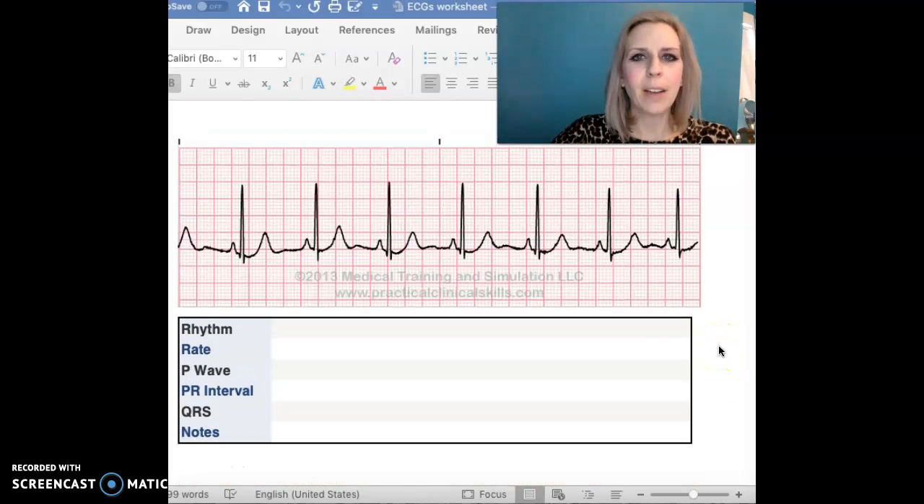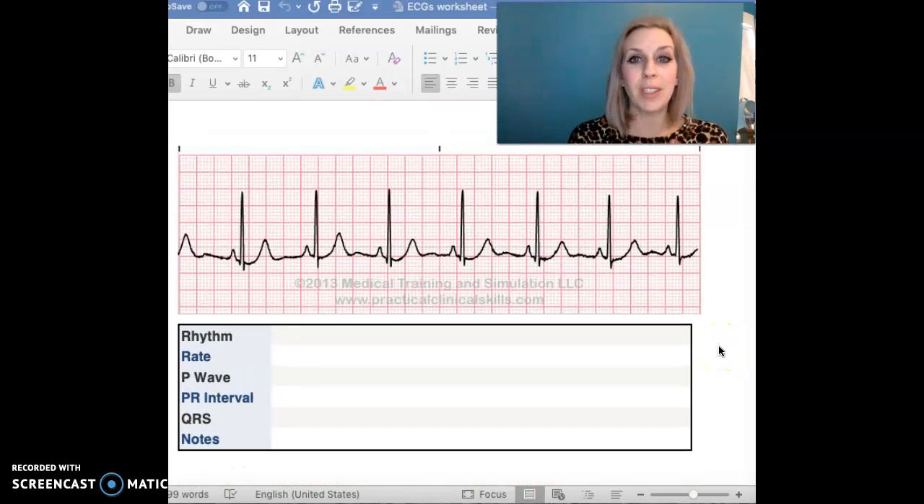Hello and welcome back. We are going to be looking at some of the normal ECGs that you would see in your diagnoses. So this is a normal sinus rhythm. The rhythm is regular. We have a normal rate if we measure it of about 60 to 100 beats per minute. Our P wave is normal here. We have a P wave before our QRS complex.